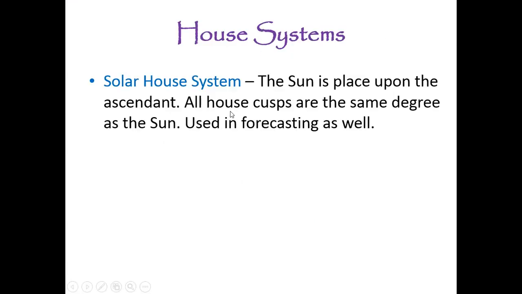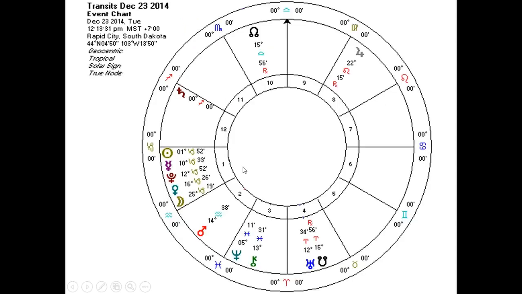All right, everybody, so here we go. Solar house system, the sun is placed upon the ascendant. All house cusps are of the same degree as the sun, although with SolarFire, as you can see, it takes it to 0 Cap and then runs 0 degrees of the sign all the way around it. So that's probably the more popular way of using solar house systems if SolarFire has done that one.